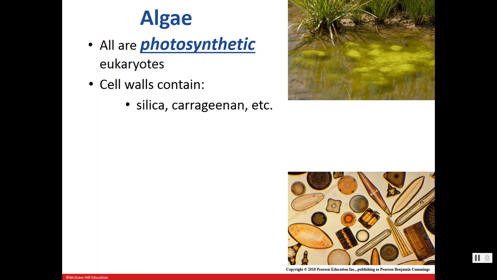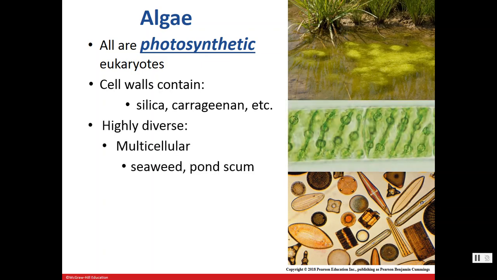So for example, silica, which is basically glass, is a very common component in some algae. Carrageenan is one of the components that we have extracted and used a lot in industry. It's one of those things they use, for example, to thicken paint. Some yogurts use carrageenan as a thickener, so it's just an inert carbohydrate that your body doesn't digest. It just serves as a sort of fiber.